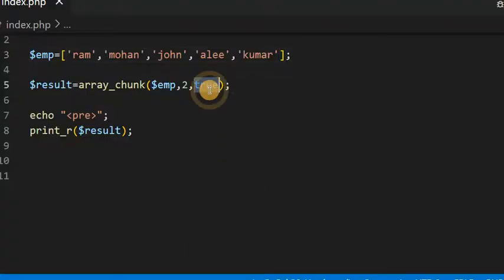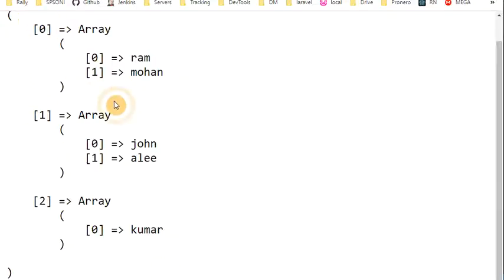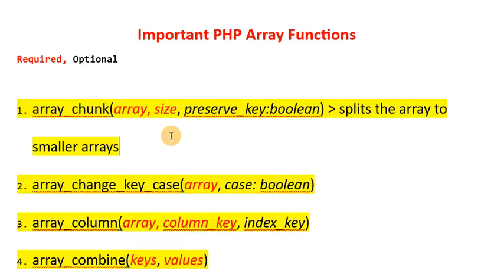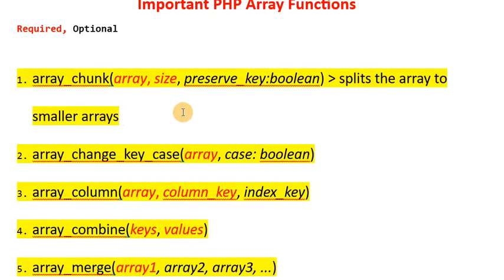If we are passing false, you can see it is showing 0, 1 and again 0, 1 and 0. So the third parameter is a boolean. If we are passing true, it is preserving the key. That is why it is mentioned here, preserve key. If you want to preserve the key, you have to pass true, otherwise false. So this is about array chunk. It splits the array into smaller arrays. Whatever size you give, on the basis of that it will split the given array.